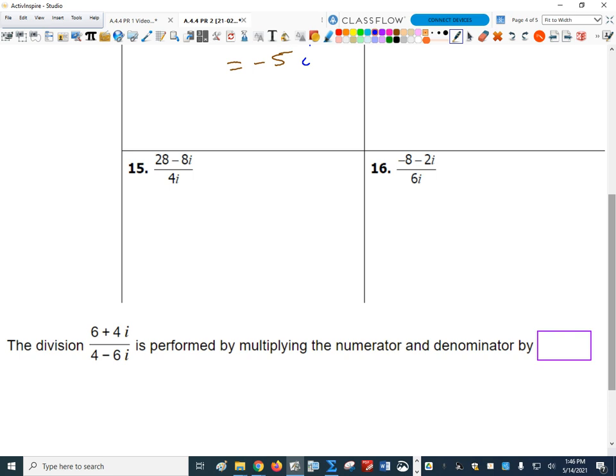Yeah, let's look at number 16. What am I going to have? I've got an i on the bottom, so what am I going to do? Top and bottom by i. Okay.